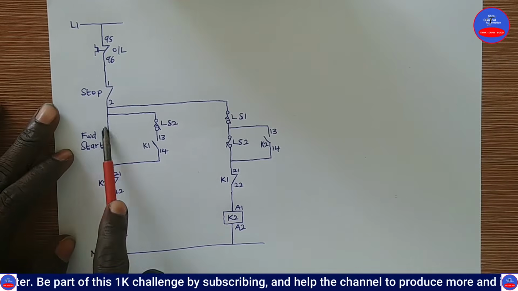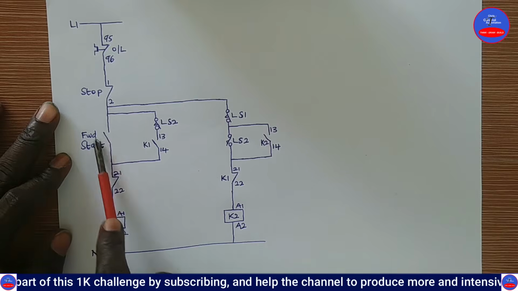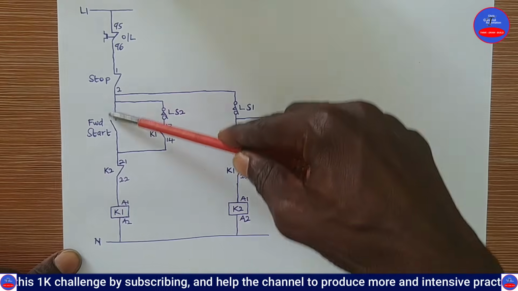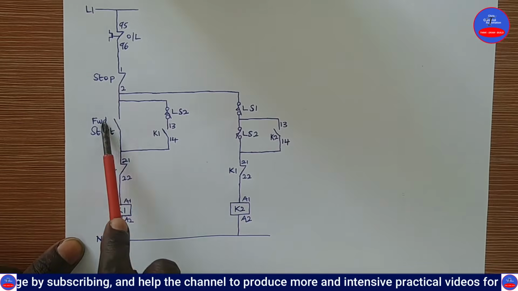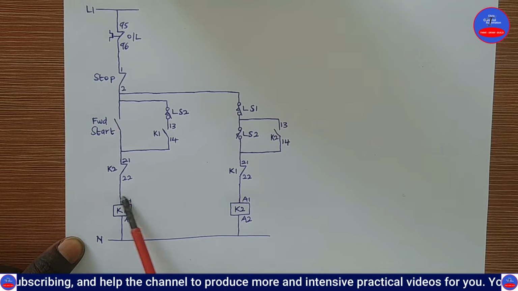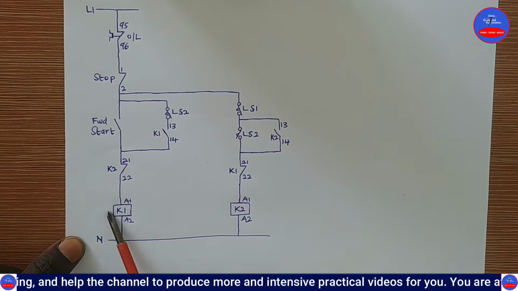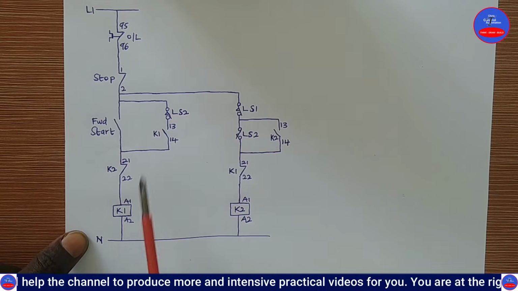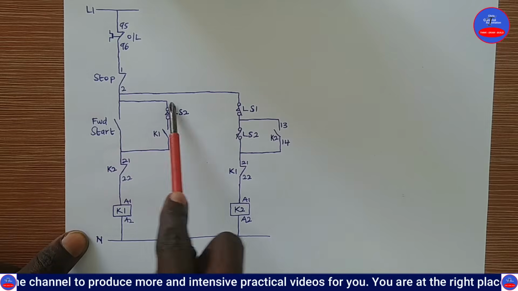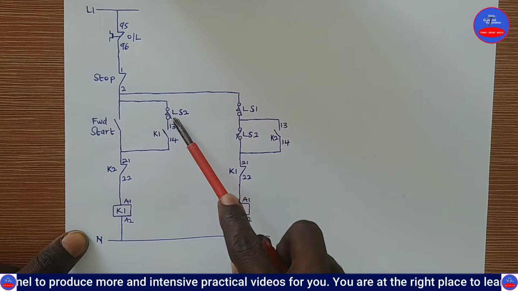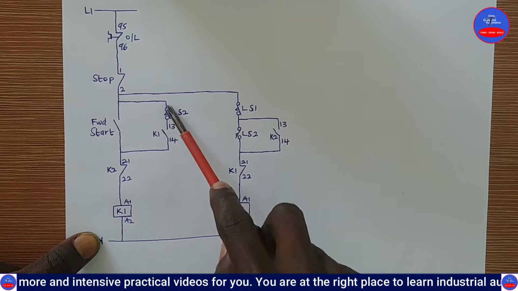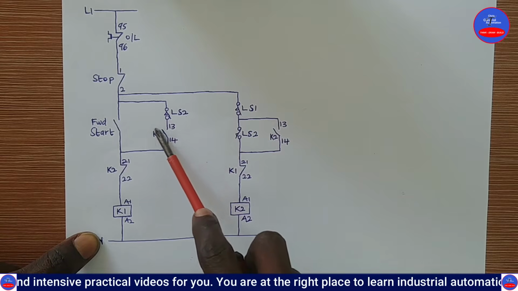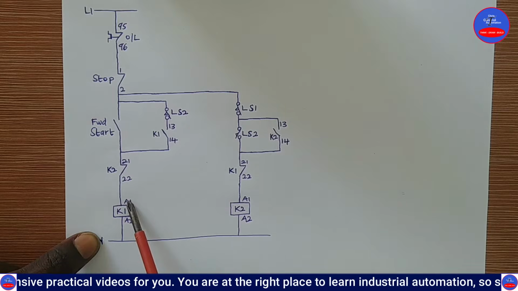All right, now this one only has a start push button. When you press on this start push button, these are all closed contacts. So when you press on the forward start push button, this contactor will energize. Now when it energizes, we have a closed contact here. The closed contact of limit switch 2 is wired in series with the open contact, that is the hold-on contact of contactor 1.